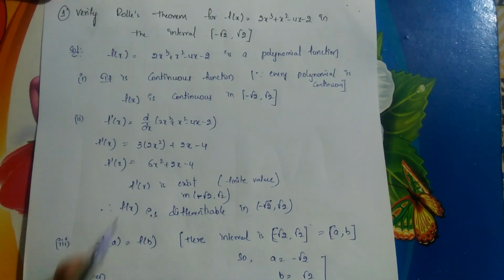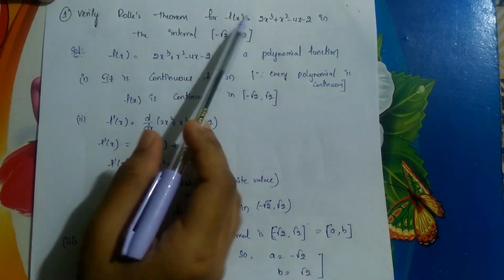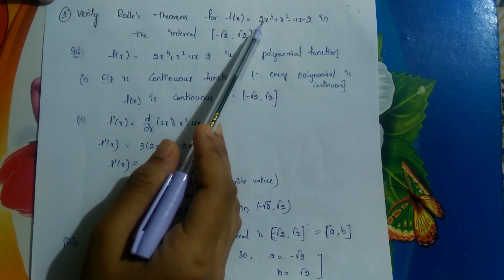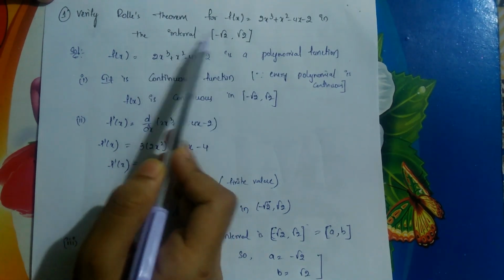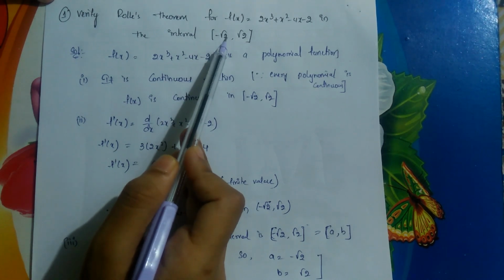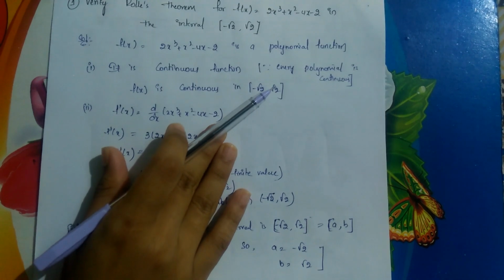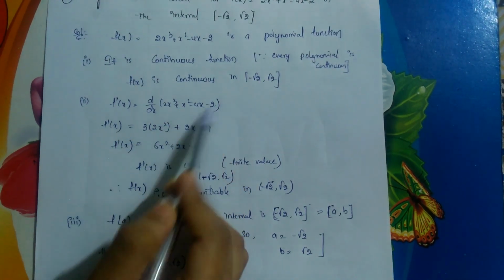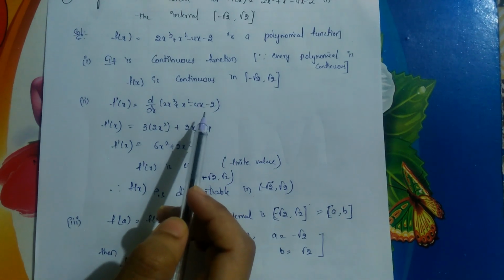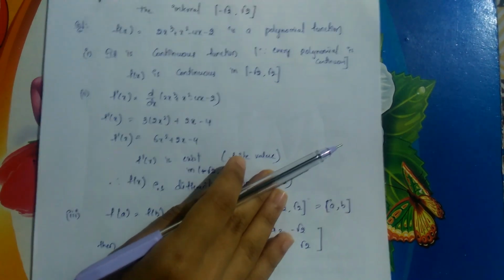We shall solve a few problems based on Rolle's theorem. So verify Rolle's theorem for the function f of x is equal to 2x cube plus x square minus 4x minus 2 in the closed interval minus root 2 comma root 2. And we know that Rolle's theorem satisfies three conditions. First one is continuity, second we'll check whether it's differentiable or not, and third condition, f of a will be equal to f of b.